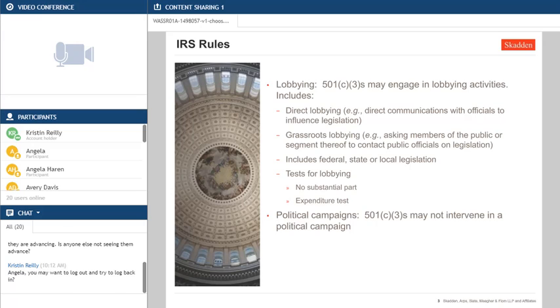The other test is the expenditure test, and that's a bright line test, or as bright a line as you can get with IRS rules. Some of you may be electors of this test. This is the 501(h) election. It allows a charity to maintain its 501c3 status and elect to report its direct lobbying expenditures and its grassroots lobbying expenditures to the IRS.